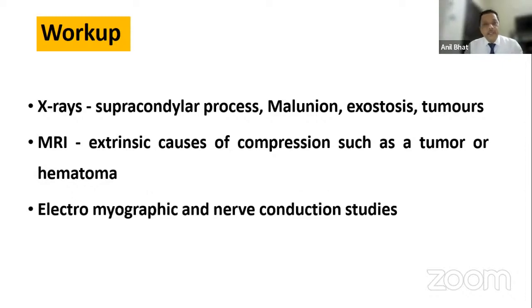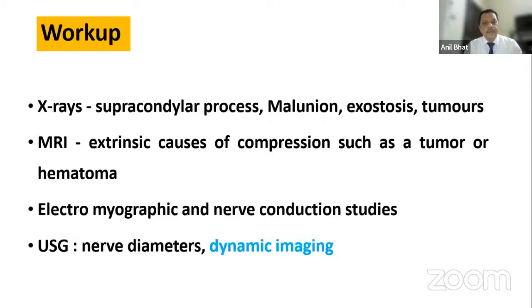EMG and nerve conduction studies a lot of times help to show where the conduction is slowing, and there are particular patterns of NCV studies which tell that it could be a compressive neuropathy. And ultrasound is coming in a big way. We have been using ultrasound for almost 2 decades now, and it gives nerve diameters. Dynamic imaging becomes very important. That's a good thing about ultrasound compared to MRI, which is more static: we can move the limb and see what's happening to the nerve, especially in the ulnar nerve at the cubital tunnel, where you can see the nerve subluxating, and all these things can be very nicely visualized.